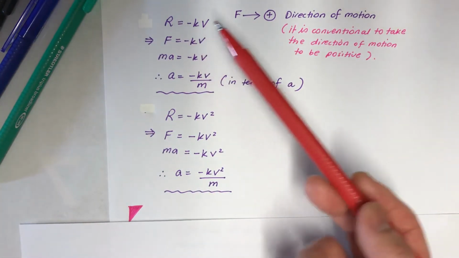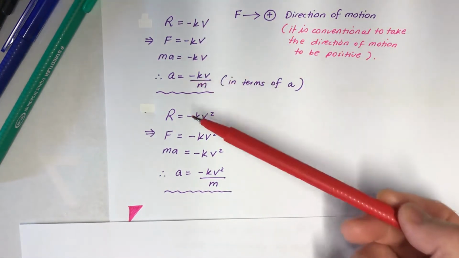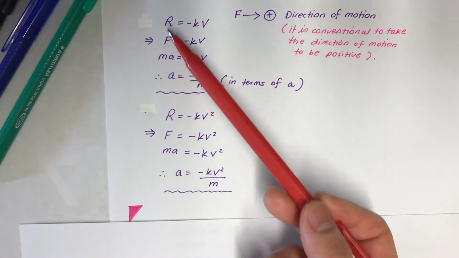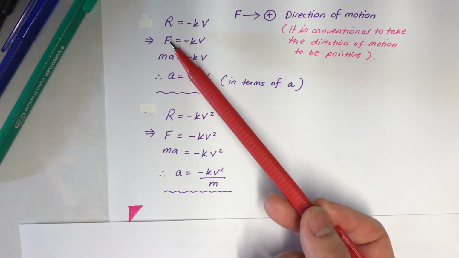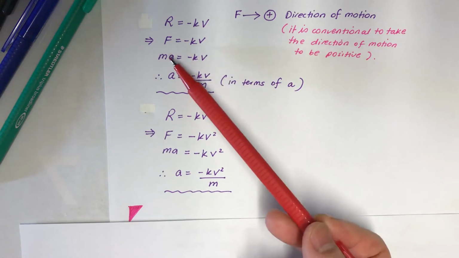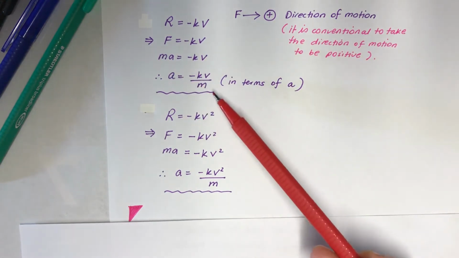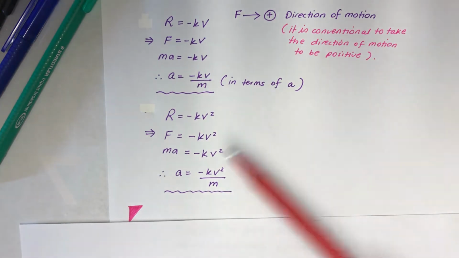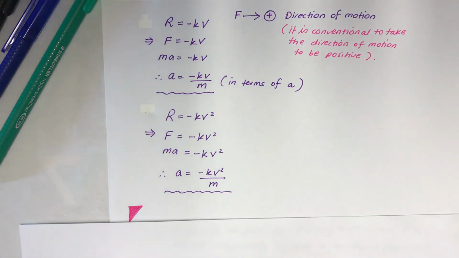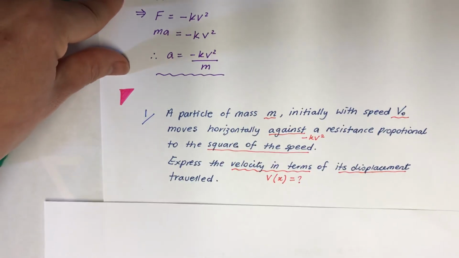So R equals, because it's a resistance, it's always going opposite. That's why it's a negative, no matter if it's linear or quadratic. So minus kV. Now R is the resistance force, so I can just write it as F equals minus kV. Of course, F is ma equals minus kV, and we can change it into a equals in terms of a there. So the same thing happens when it's quadratic resistance. So let's have a look at the question.